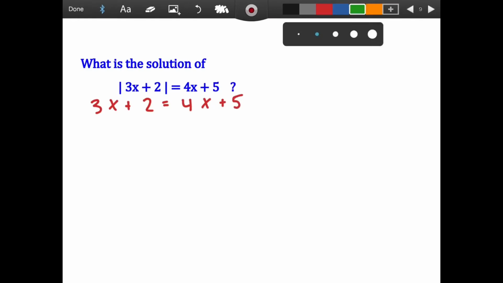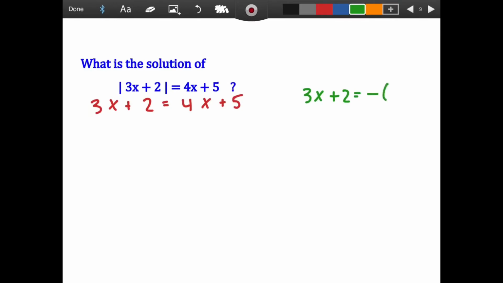Our second equation, 3x plus 2 stays the same, and now we just change the sign of the right side. So because it's two terms, we have to put this in parentheses. We're multiplying everything by negative 1. So it's negative 1 times 4x plus 5. Very important. If you have two terms, you have to flip the sign of every term.